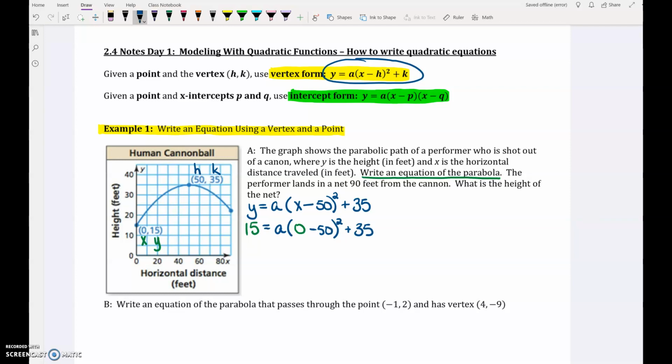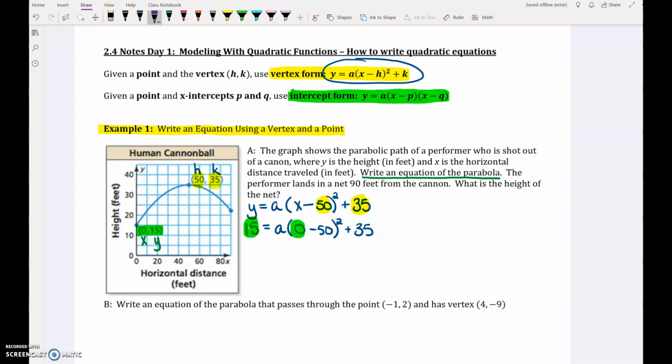Some people think, oh, I'll save some time by just plugging everything in all in one step. And if you can keep track of all of that, great. But usually that leads to errors in plugging things in. So I always do first step, just put in your vertex. Our vertex is 50, 35, so get those values put into the equation as your first step. Second step, use your point and plug those numbers in.